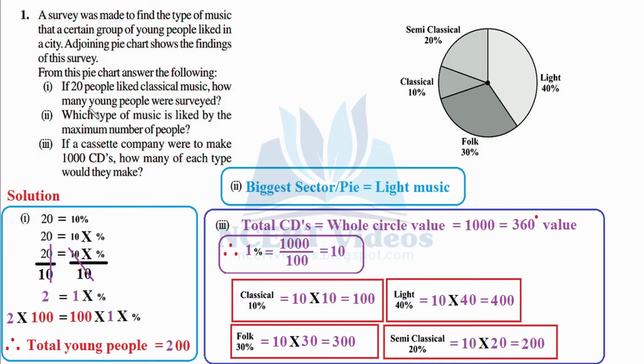Now the question was asking how many young people were surveyed. So it means how many total young people were there. Total represents 100%, because if we add all these percentages, although you need not add them, complete always means a whole thing, a whole chart, or 100%. In terms of angles, it would mean 360 degrees. But here we are not dealing with angles. We are only dealing with simple percentage, therefore 100%.